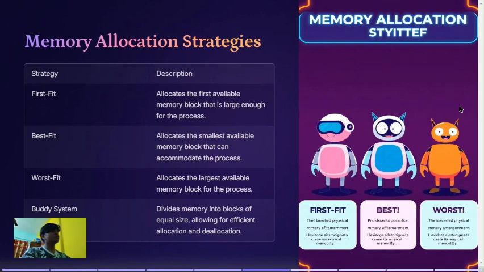Memory allocation strategies. First fit allocates the first available memory block that is large enough for the process. Best fit allocates the smallest available memory block that can accommodate the process. Worst fit allocates the largest available memory block for the process. Buddy system divides memory into blocks of equal size, allowing for efficient allocation and deallocation.